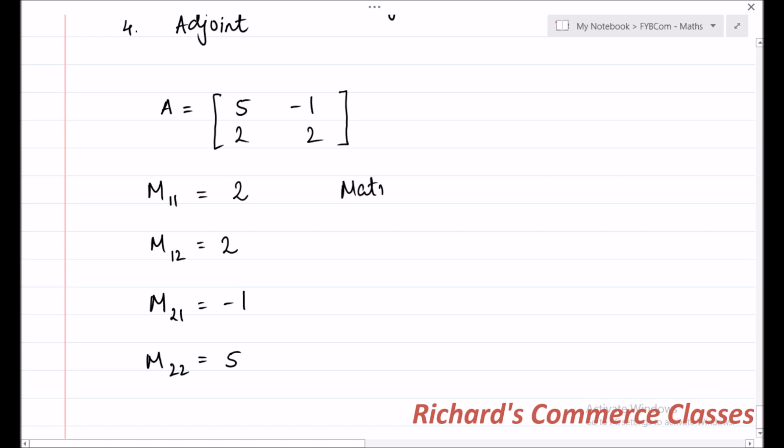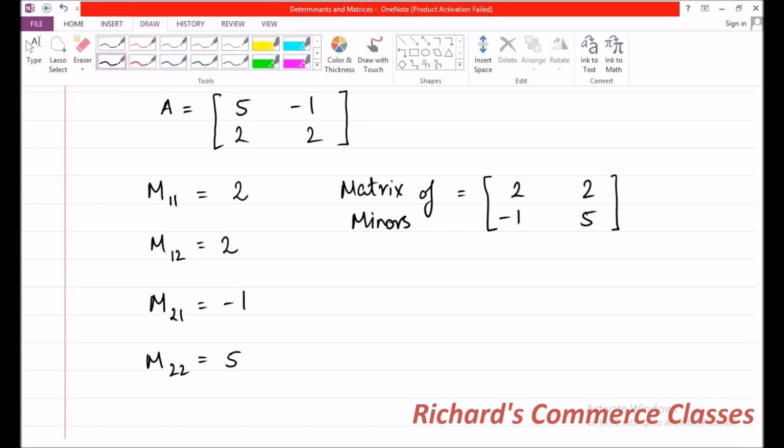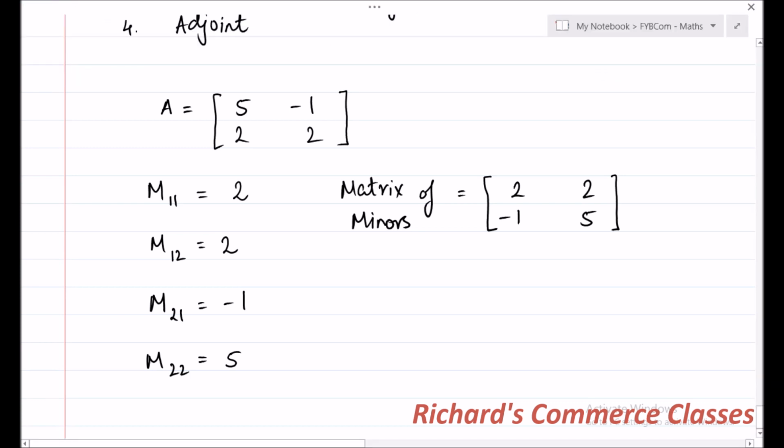So the matrix of minors will now be 2, 2, minus 1, 5. Now to calculate the cofactor, we will have to assign the signs. For a 2 by 2 matrix, starting clockwise, the first sign being the positive sign: plus, minus, plus, minus.